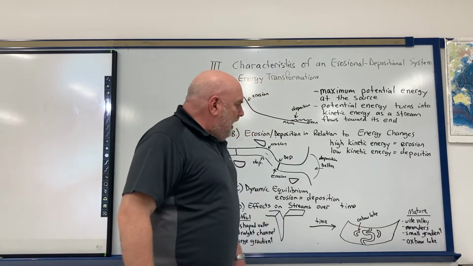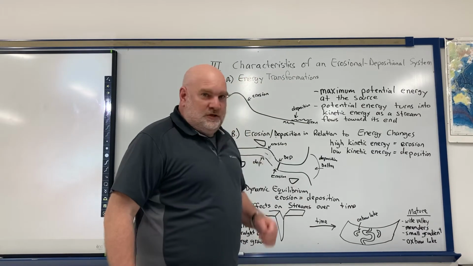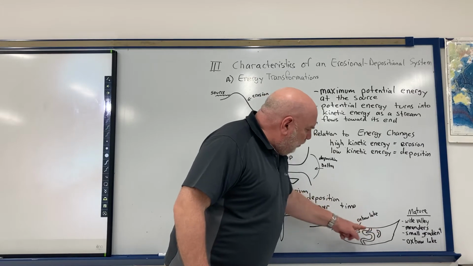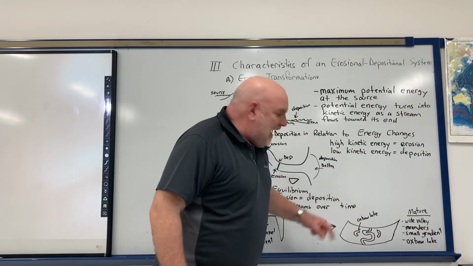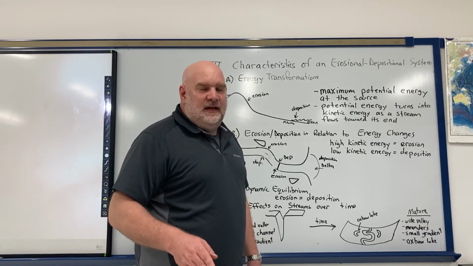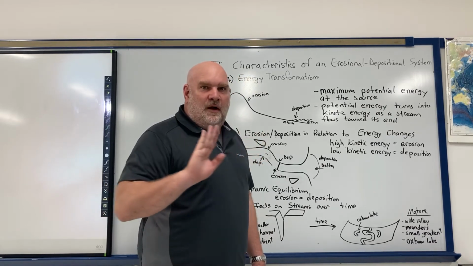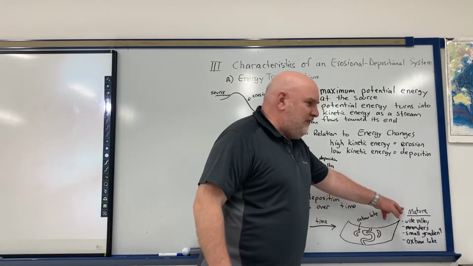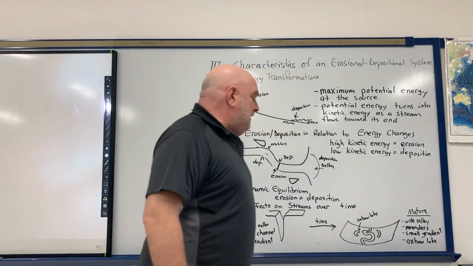Right? And another feature you'll notice in a mature stage is you have a bunch of these little things that kind of look like horseshoes. Those are called oxbow lakes. Right? It's a special type of lake that you only see in areas that have meandering streams. Right? So that tells you right off the bat that you have a mature stream valley.